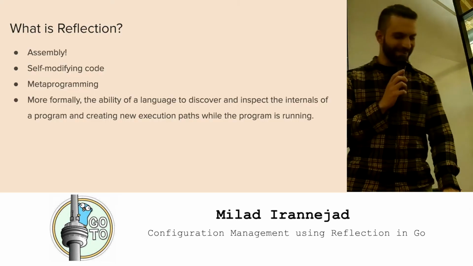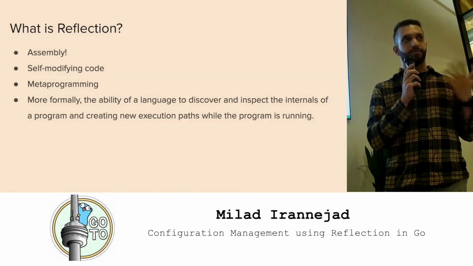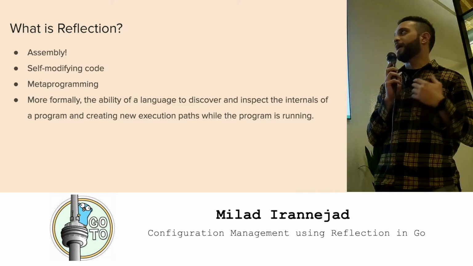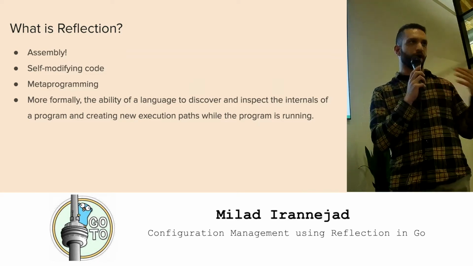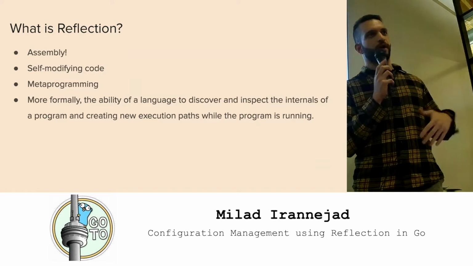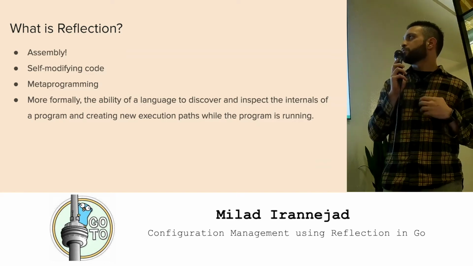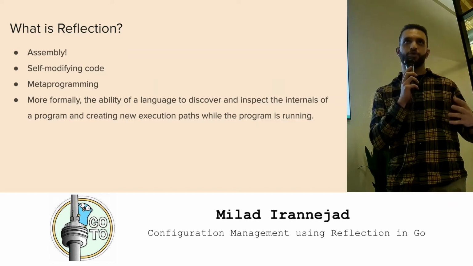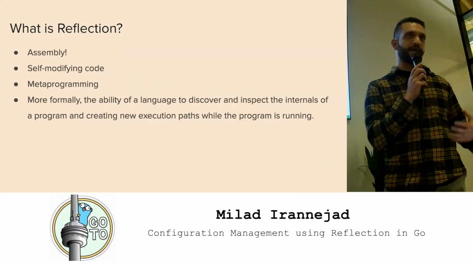Okay, cool. So basically, assembly was the first language that was reflective. You could access any memory address and make any changes you want to it. As we were moving toward more high-level languages, the reflectiveness was gone. But at some point, we thought having a reflective language is a good idea, so we brought it back into our programming languages. To be a little bit more formal, reflection is the ability of a language to discover the structure of a program and create new execution paths as the program is running.